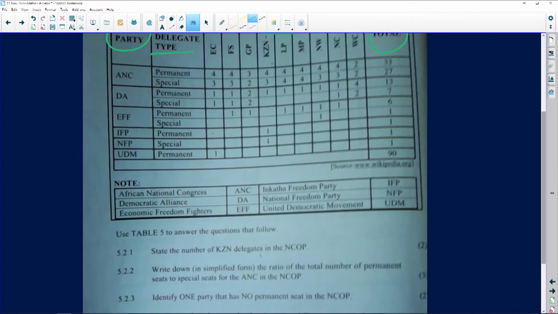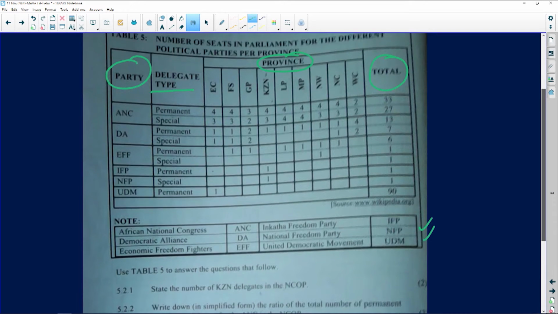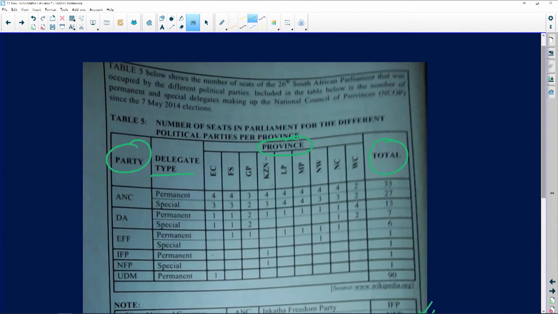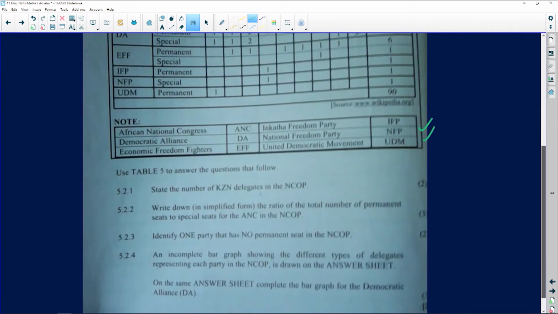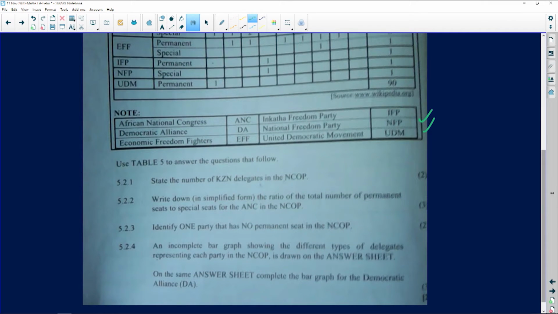And then it says to us here, African National Congress. So it gives us a little key over here to know the abbreviations. Let's look at the first question. It says to us, state the number of KZN delegates in the NCOP. So that's the National Council of Provinces. Doesn't really matter because we are not asked to write that in full, but what we need to now say is the number of KZN delegates.